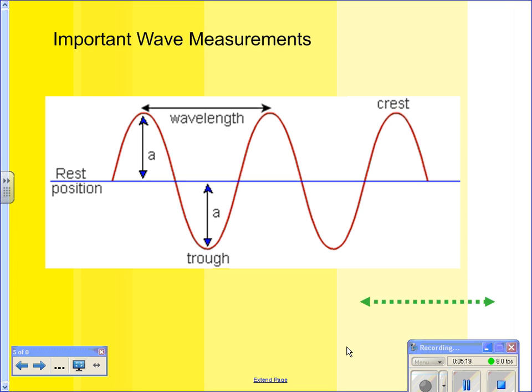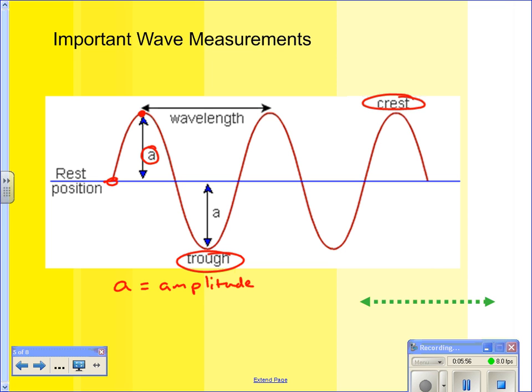So important parts of wave measurements, if we're going to talk about waves, we've got to have some common vocabulary. Well, how is one wave different or similar to another? So let's talk a little bit about this. Here's a drawing of a typical wave, kind of a sine wave looking thing. And there's a few important things that we need to know. This A, the distance from a rest position to the top of the wave would be called a crest. The bottom of a wave would be called a trough. That distance, they put the letter A in this graphic, that's the amplitude of a wave.